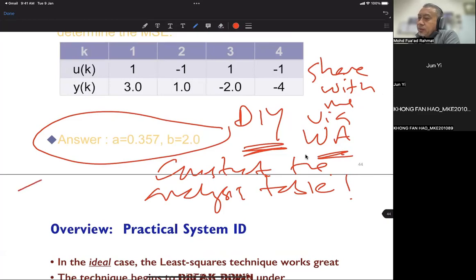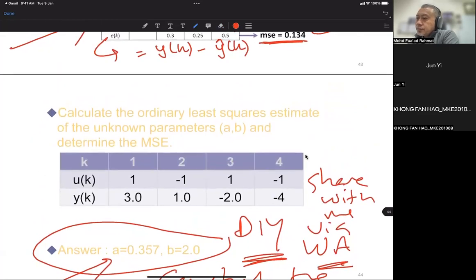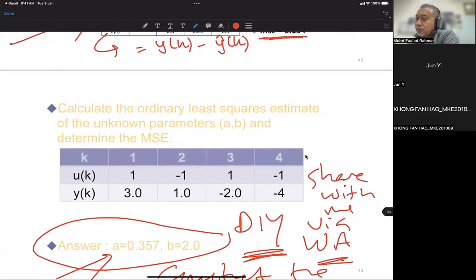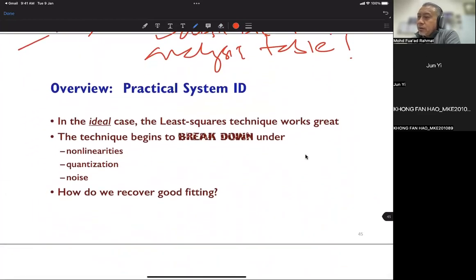So the answer is this one, right? Using the same questions, but different data. Right, so overview from what we see of the least square, the simple least square.